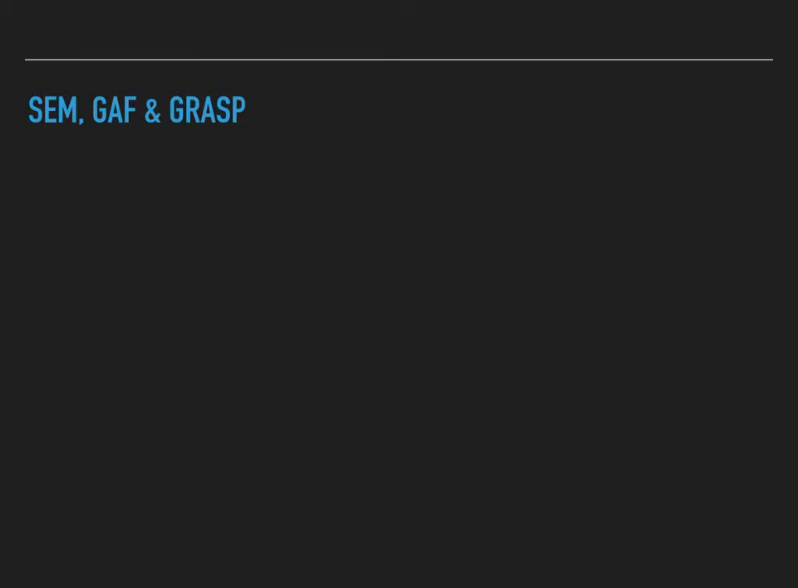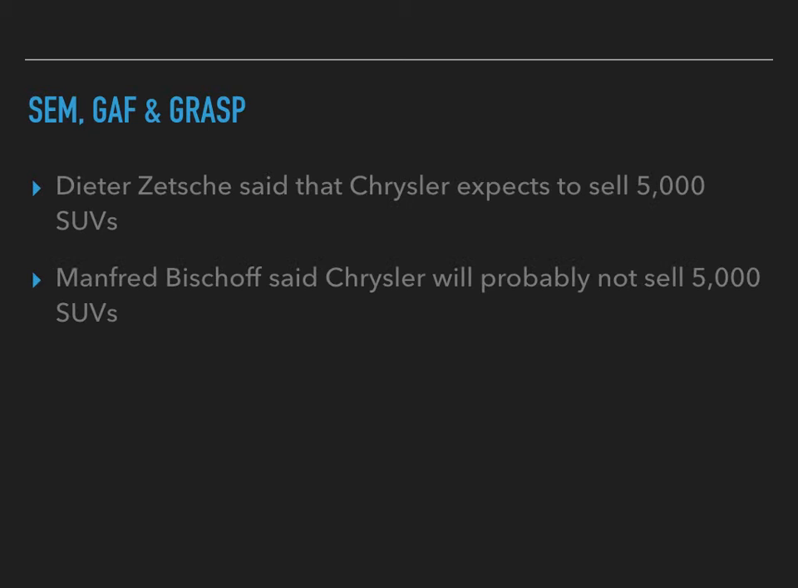We will now look at the data model used to represent the information obtained through the IDAP method. We use the simple event model SAM for representing events, and the grounded annotation framework and GRASP to represent sources and their perspectives. We will use the following examples to illustrate our model. The sentence based on an actual example in our data, Dieter Zetsche said that Chrysler expects to sell 5,000 SUVs, and the invented example, Manfred Bischoff says Chrysler will probably not sell 5,000 SUVs.